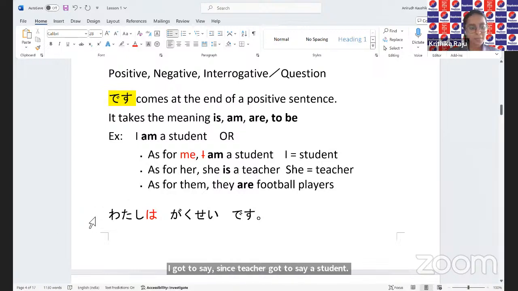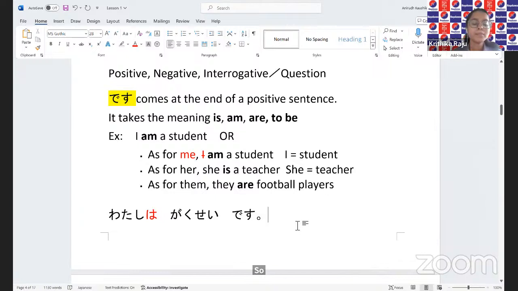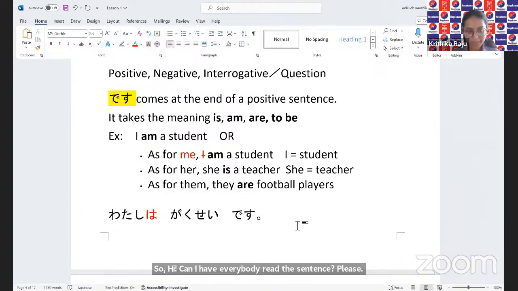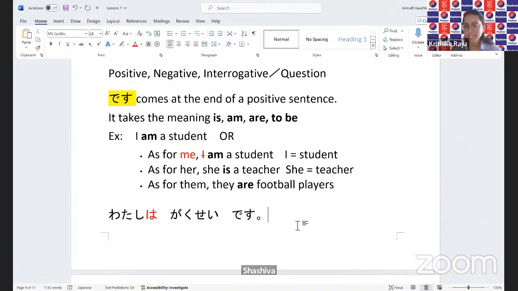So, can I have everybody read this sentence, please? Watashi wa gakusei desu. Watashi wa gakusei desu. Right now you can say desu, right? You can pronounce all the kana properly, correctly, and say gakusei desu.